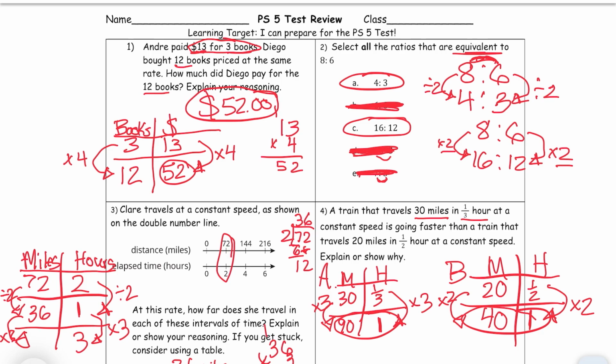Yeah, so I know this one, train A, is going way faster. And you could say 90 minus 40 is 50. So 50 miles more per hour, which is crazy. So that's how you can show. You can just find out what the speed of each of them is.